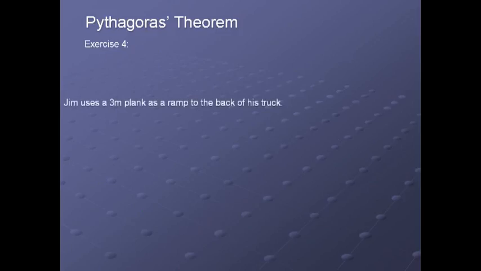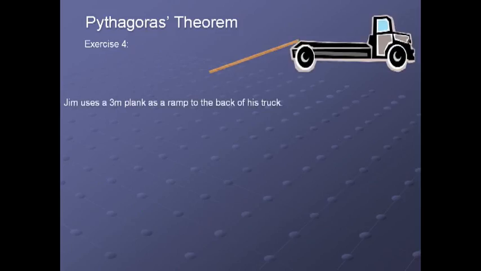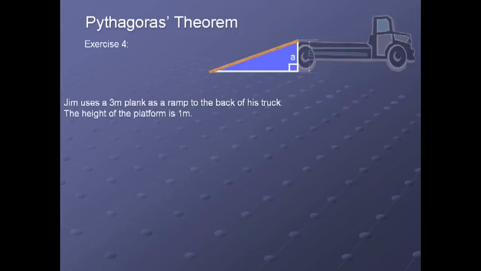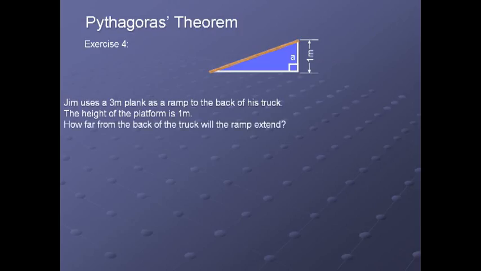Exercise 4. Jim uses a 3-metre plank as a ramp to the back of his truck. The height of the platform is 1 metre. How far from the back of the truck will the ramp extend? We already know the hypotenuse. We want to know the length of side B.